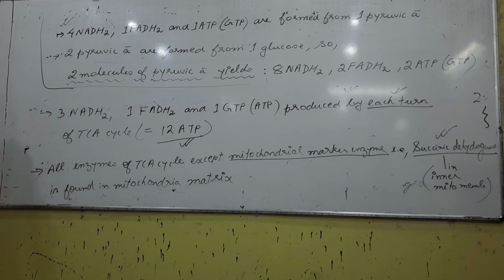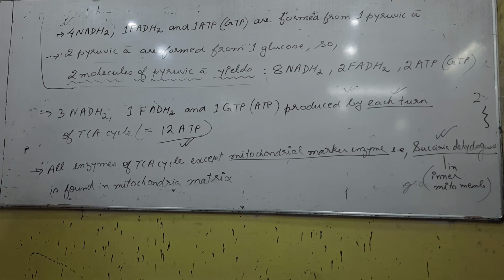The last point is something we have already discussed. Where will the enzymes be? In the matrix of mitochondria. All the enzymes associated with the TCA cycle or citric acid cycle, where will they be? In the matrix of mitochondria, except one enzyme. What is that one enzyme?